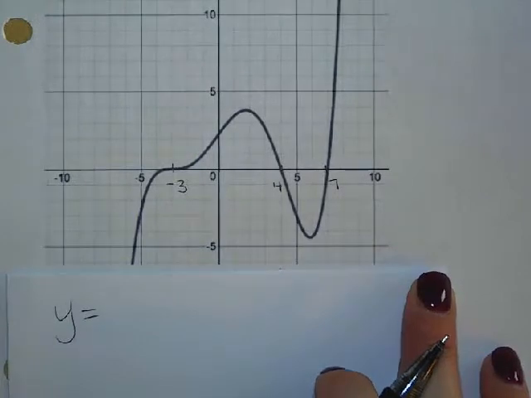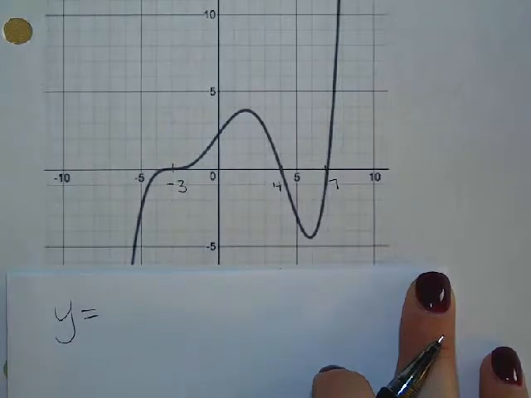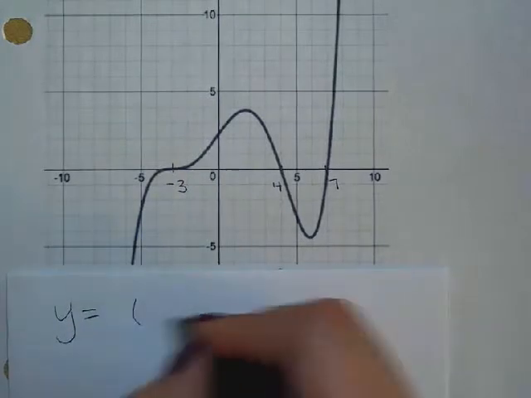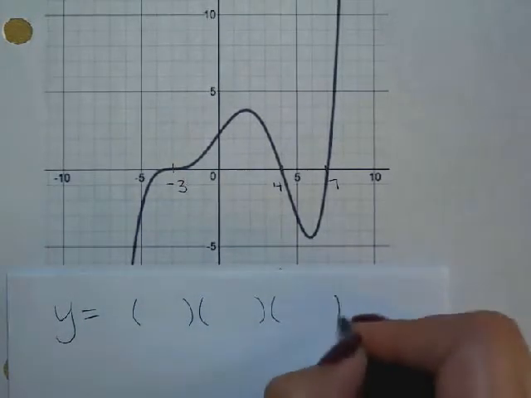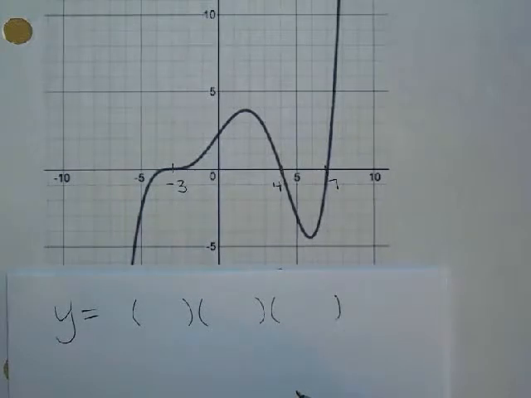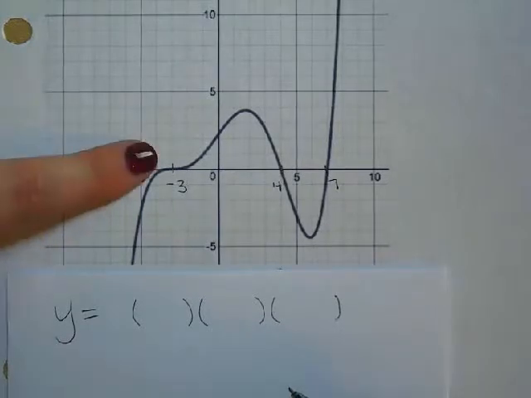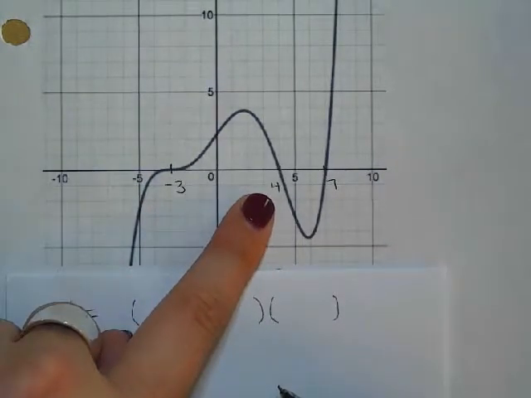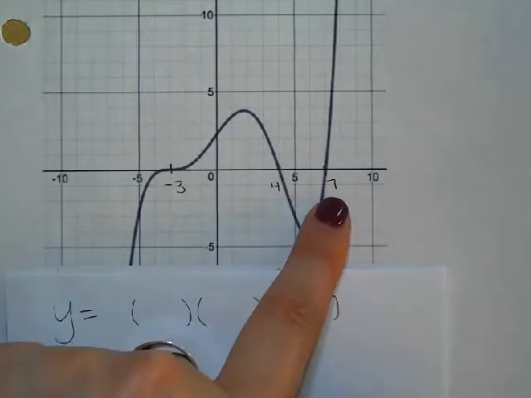I'm going to write y equals. Go ahead and write down the equation on your paper. Write down what you think it is on your paper. So we're going to have 3 sets of parentheses because we have 3 x-intercepts. We got to figure out what we put in the parentheses for this one. It squiggles as it goes through, so it's going to have an exponent. This one goes straight through. This one goes straight through.